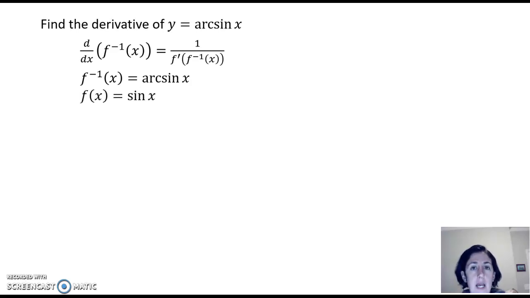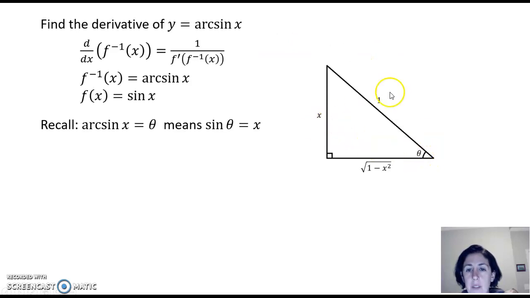Now remember, what is arc sine? Arc sine gives us an angle. So if arc sine of x equals theta, that means that the sine of theta is equal to x. So we can make a right triangle here if we wanted to. So sine is x, which is x over 1. Remember, with right triangle trigonometry, sine is opposite over hypotenuse. So the opposite would be x and the hypotenuse would be 1. And then we could do x squared plus this leg squared would equal 1 squared using the Pythagorean theorem, and we would see that this leg right here is the square root of 1 minus x squared.